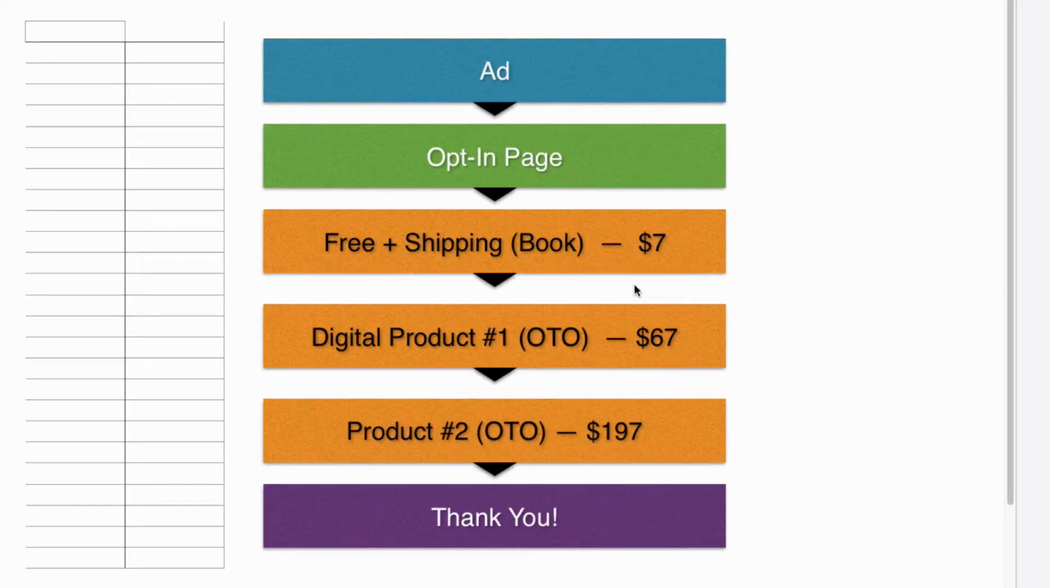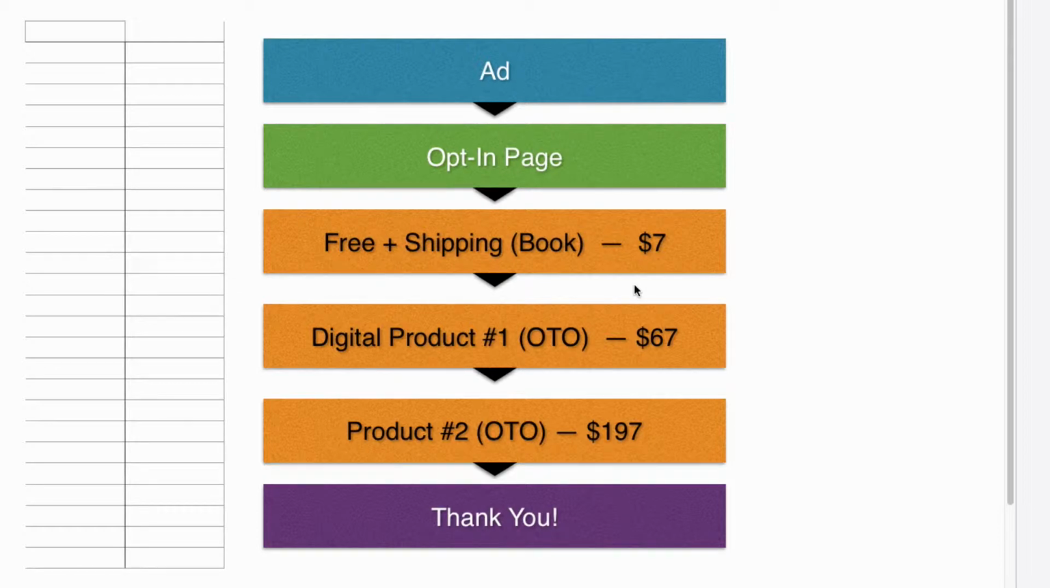Okay, so right here we're looking at the free plus shipping book funnel. This is what a lot of people are using, and you've probably taken advantage of it in the past. Somebody clicks on an ad, they might opt in and give their email address, and then they're told they can get the free book. The free book is really free plus shipping, so you just help them out with some shipping. It's $7 for shipping. That's all it is.